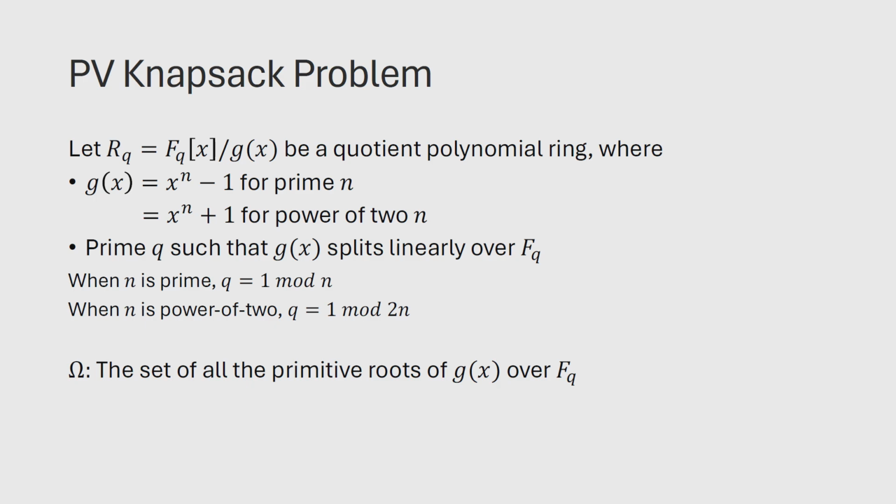We want the prime q of a very specific form, where this little g of x splits linearly over the finite field F_q. For that, when n is prime, we can choose q of the form 1 mod n, and when n is a power of 2, we can choose q of the form 1 mod 2n. Let capital Omega be the set of all primitive roots of little g over the finite field. By primitive roots, I mean for the first case, we avoid the root 1, and any other root is going to be primitive by definition.